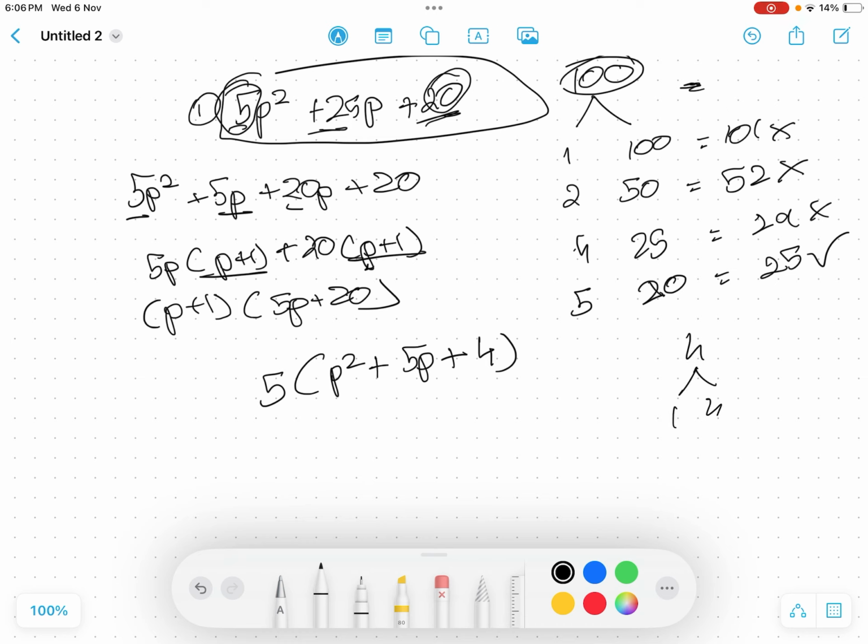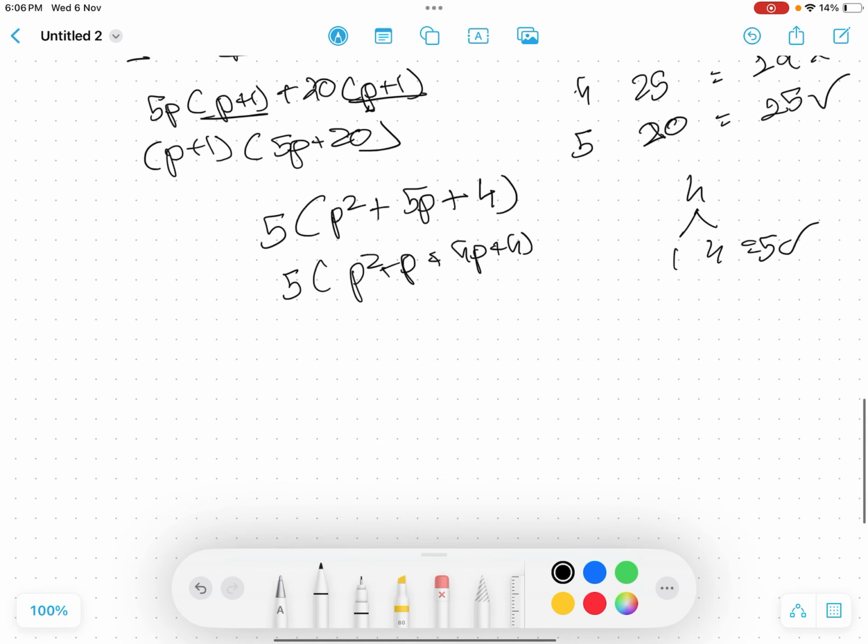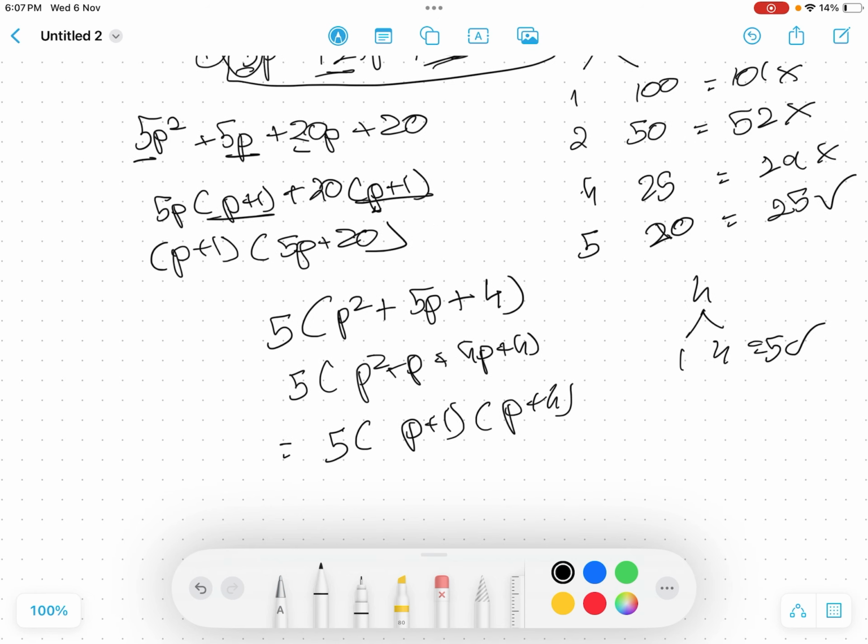Now it's easier, right? You can more easily factorize 4. So 1 and 4 equal to 5. You get it in first try. So 5 of p square plus p plus 4p plus 4. So you get 5 of p plus 1 of p plus 4. I'm pretty sure you would have understood the background behind it.